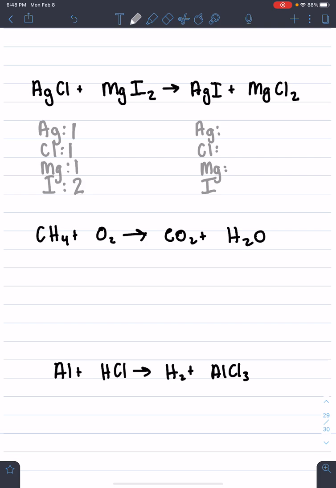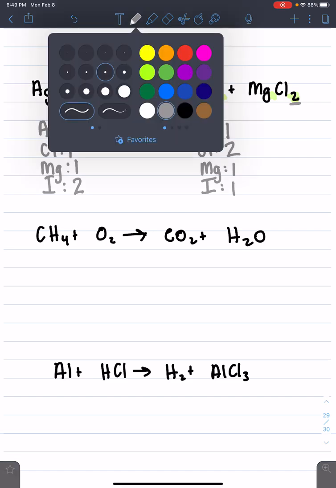Again, if you're confused about where we're getting this, remember we're always looking at the little numbers that are by each of the elements. So in this one, over here on this side, we just had a 2 by the I. So that's why all the other ones got 1. Now on the other side, the Ag doesn't have a number, so it's a 1. The Cl, it's over here, so it actually has a 2. Mg has a 1, and I has a 1.